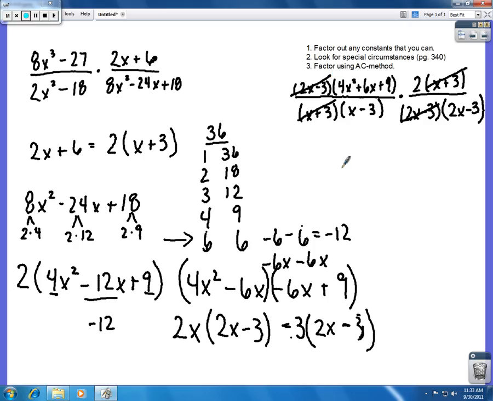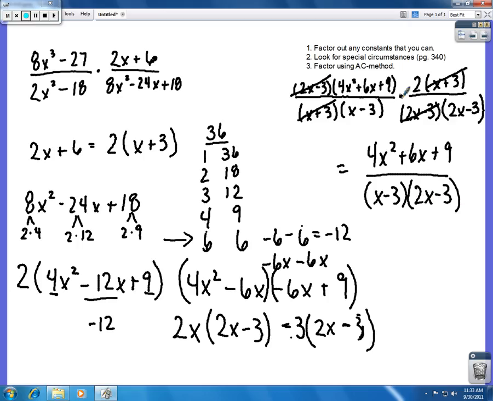So our answer for this problem will be 4x squared plus 6x plus 9 all over x minus 3 times 2x minus 3. And again, the reason for that is when you have multiplication with fractions, you multiply straight across on the top and straight across on the bottom.